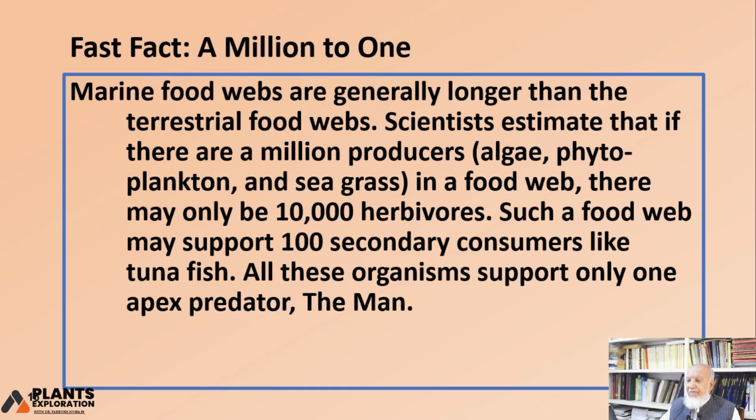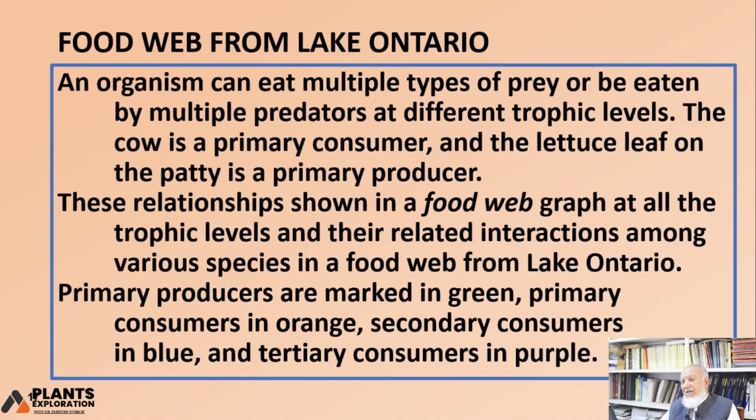Food web, an example for Lake Ontario: an organism can eat multiple types of prey or be eaten by multiple predators at different trophic levels. The cow is a primary consumer and the lettuce leaf on the field is a primary producer. These relationships are shown in the food web graph, at all the trophic levels and their related interactions among various species in the food web from Lake Ontario.